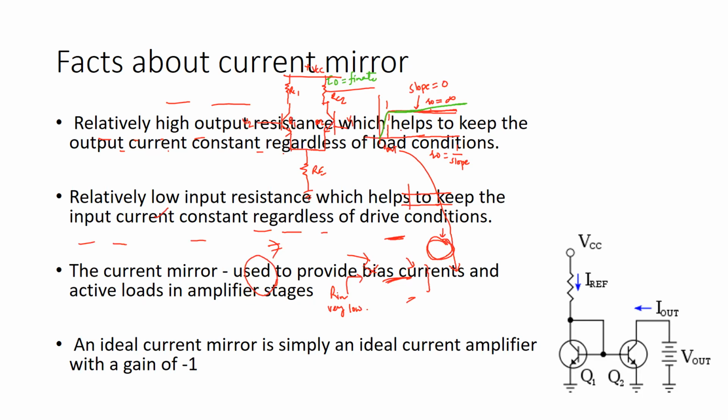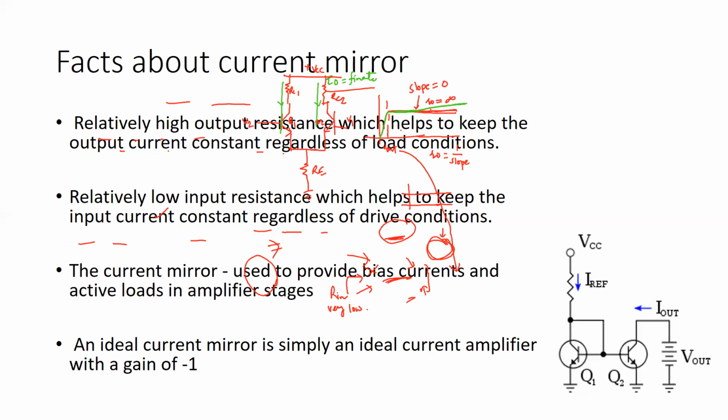So now you basically have this I reference that is coming from VCC, and the resistor RC1 will be replaced by this Q1, and resistor RC2 will be replaced by Q2. So in both the branches, you will have the currents flowing into your transistor.